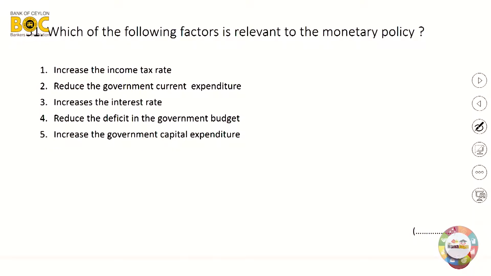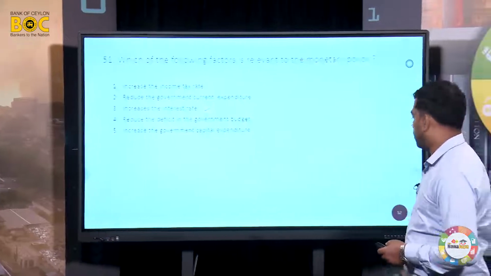Which of the following factors is relevant to monetary policy? Increase the income tax rate, it's related to fiscal policy. Reduce the government current expenditure, it's a fiscal policy instrument. Increase the interest rate, monetary policy instrument. Reduce the deficit in the government budget, fiscal policy instrument. Decrease the government capital expenditure. So the monetary policy instrument is increasing the interest rate. Third one.